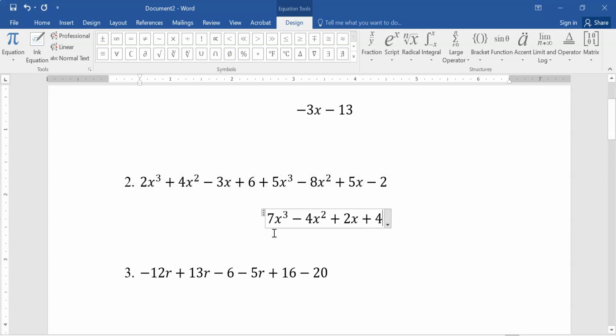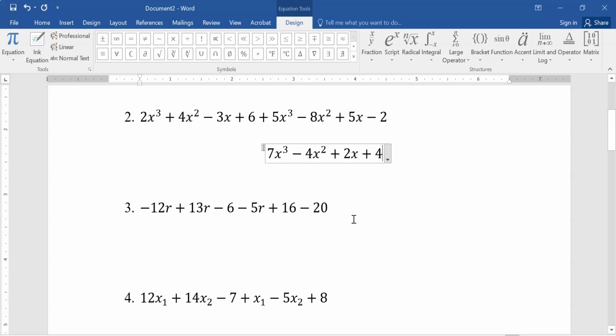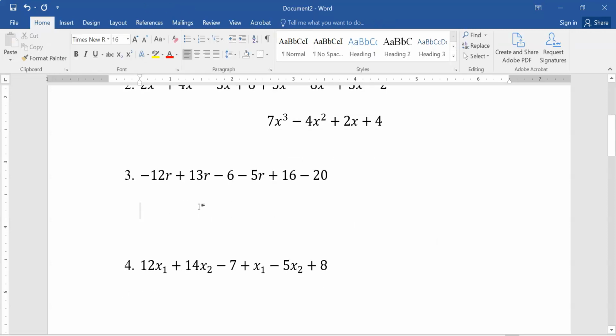And so notice that in this case, when I simplified and combined like terms, I ended up with 4 different terms in my final simplified version of the answer. So there we go. Let's do number 3 here as well.